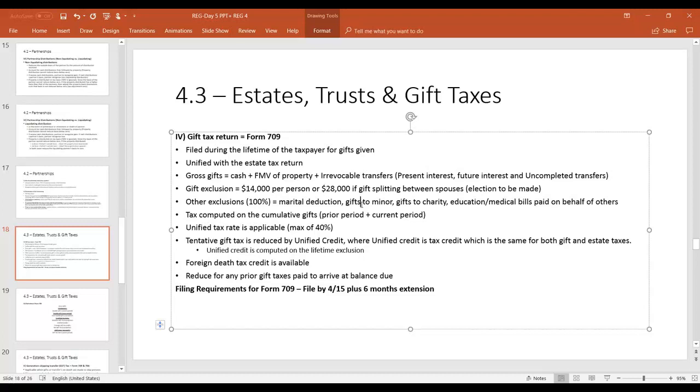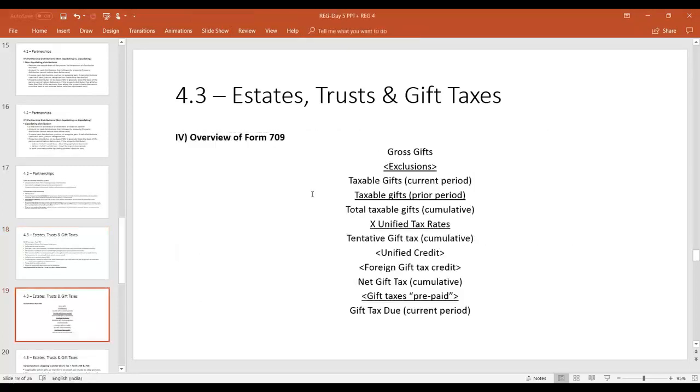You compute the tax on the cumulative gift. Actually, let me just go through this and then I'll come back. So we look at total taxable gifts, including the current period. Now, in computing the tax liability, they take your cumulative gifts, that is the gift of the current period and the gift of the prior period, to which they will apply this unified tax rate.